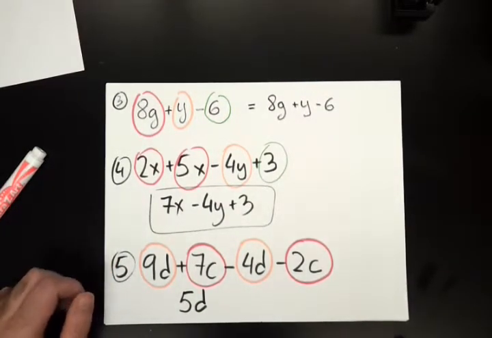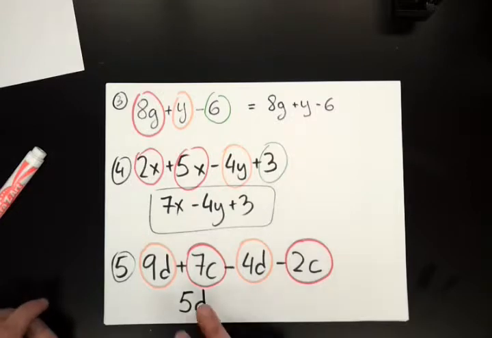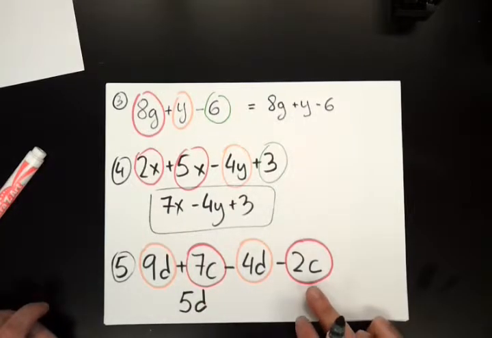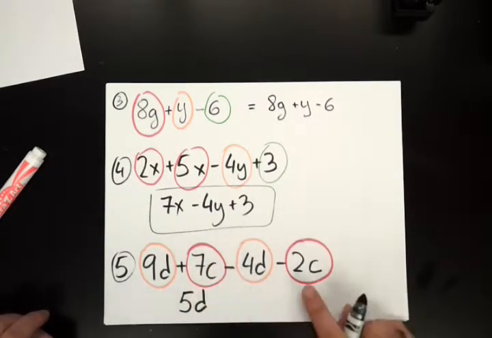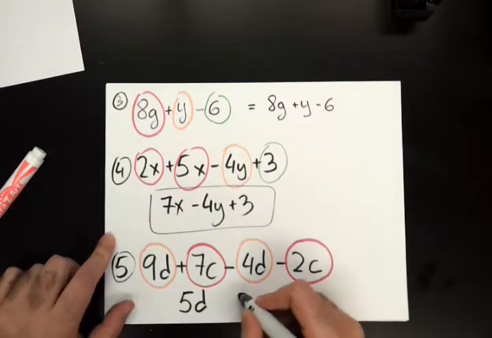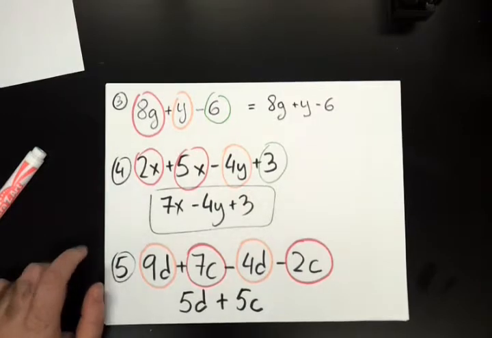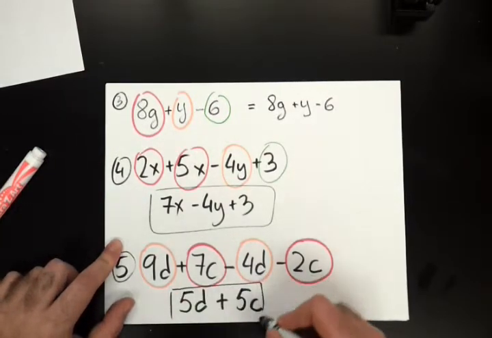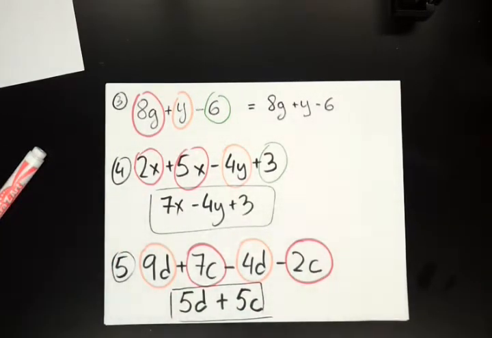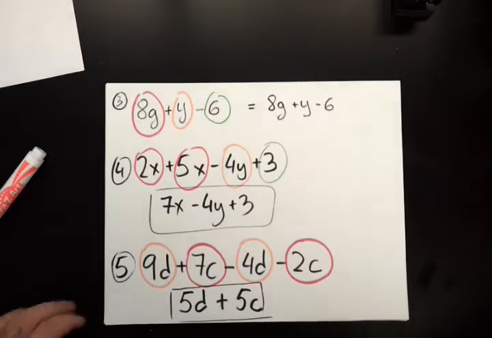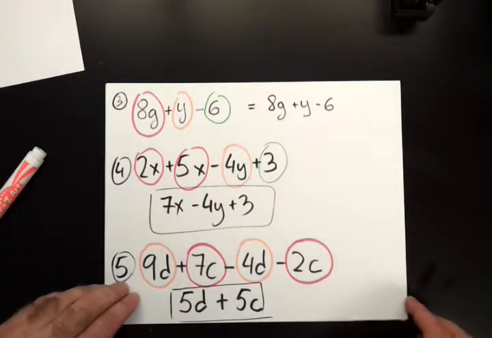Then I'm going to look at my C terms. I'm going to ignore the D terms. 7C minus 2C, that's going to be 5C. Since they're both positive, there's going to be a plus in between. And that's my answer. 5D plus 5C or 5C plus 5D doesn't really matter. So that was number 5. I'm going to go ahead and move on to number 6 now.